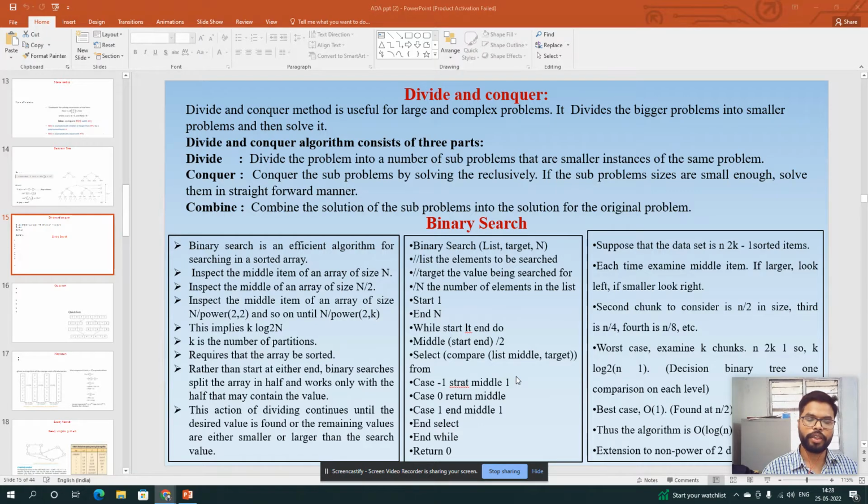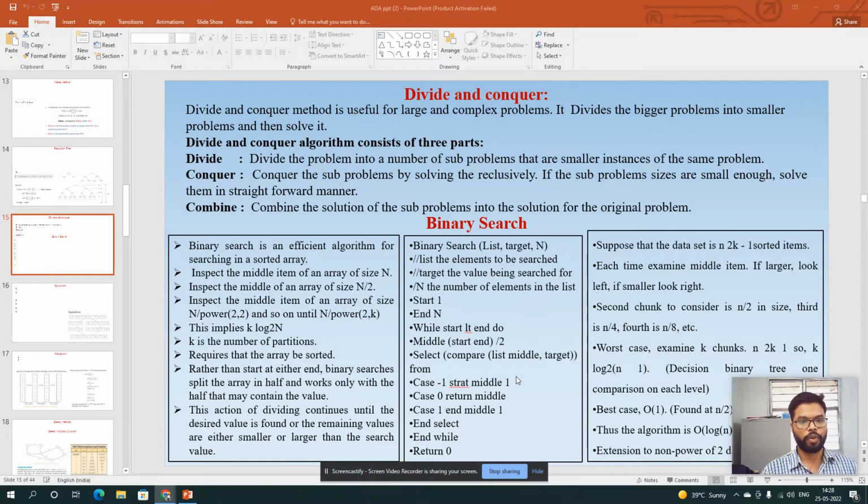The divide and conquer method has three steps. The first is dividing the problem, then conquer, and then combine. Divide means dividing the problem into a number of subproblems that are smaller instances of the same problem. By dividing, the originality of the problem doesn't change. It remains the same problem. But after dividing, instead of a big problem, it now becomes a set of smaller problems.